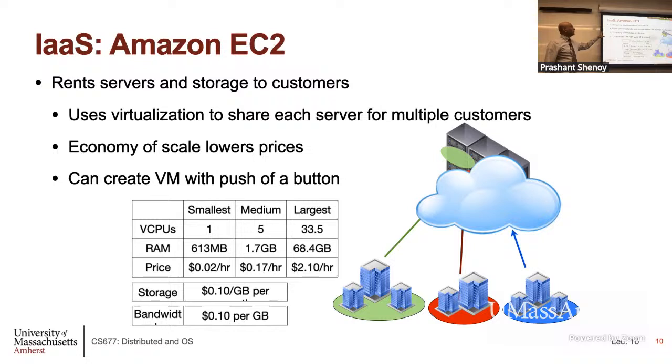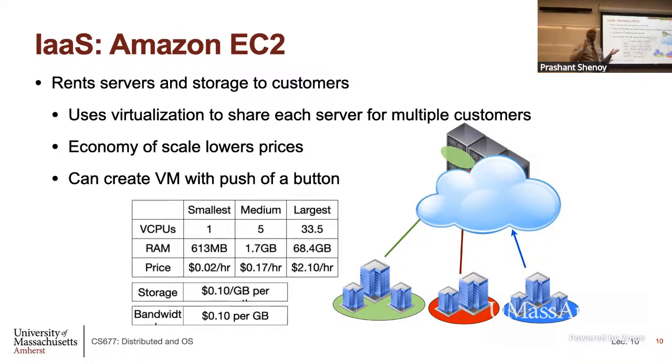Okay, here's an example now of an infrastructure as a service cloud. This is an example for Amazon's IaaS cloud. It's called Elastic Compute Cloud, or EC2. So Amazon's cloud that offers you the servers is called EC2. It rents servers and storage to customers, and uses virtualization to share these servers. So they have large servers, they carve them up into virtual machines of many different sizes and rent out these virtual machines.